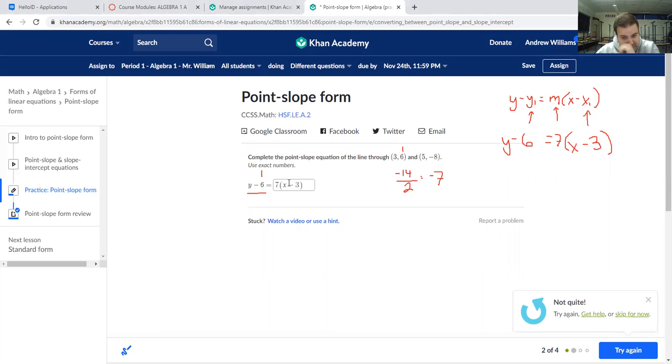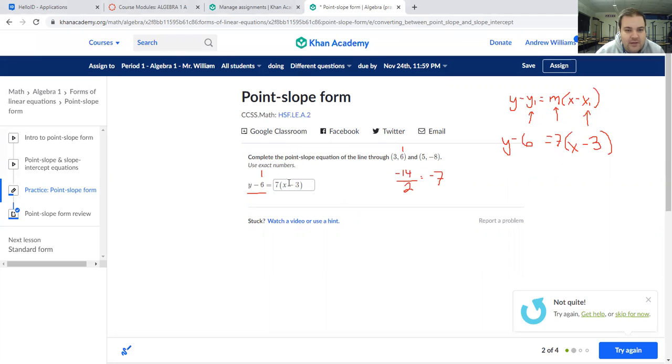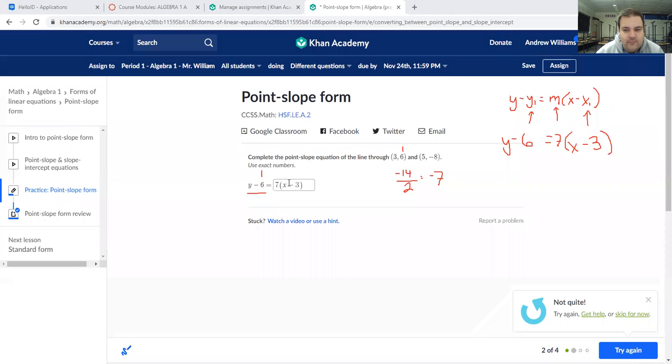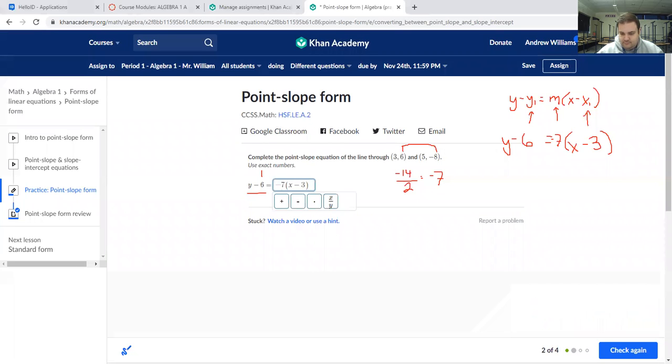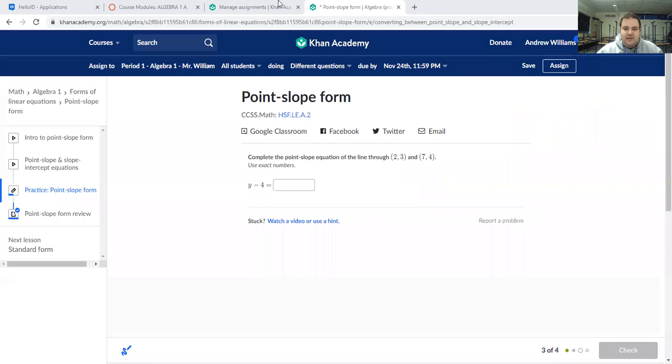Oh my goodness, did I make a mistake? Uh-oh. Is it the slope? Is it the point? I don't know. Let's see what I did wrong. 6 to -8, that's a drop of 14. From 3 to 5, that's an increase of 2. That's -7, right? Oh, I didn't type my negative. Bummer. And I didn't write it over there too. Bummer. Got one wrong. Well, I learned from my mistake. There should be a negative there in front of the 7. All right. So you win some, you lose some, guys. It's just the way it is.